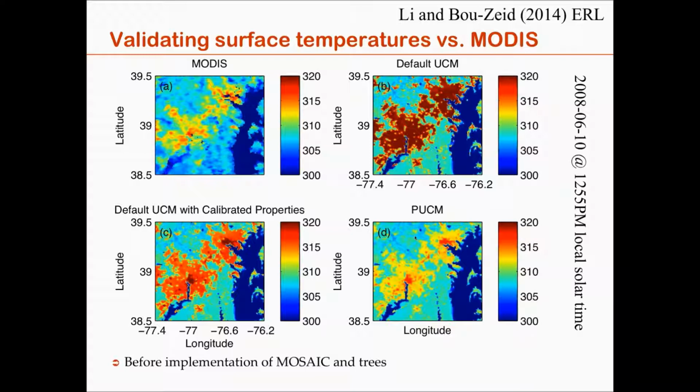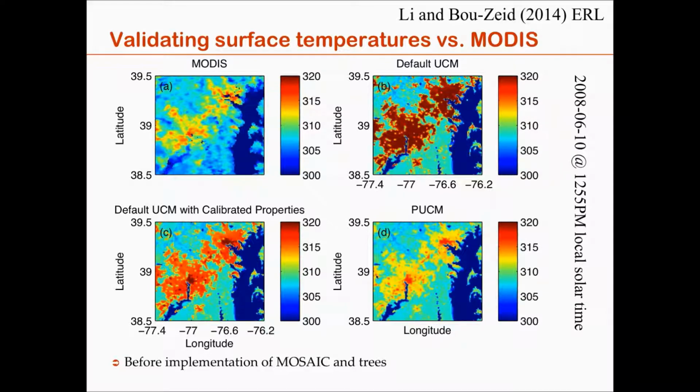Also, just a quick overview of the validation. In the top left, we see MODIS, which is satellite observations. When we started this about 5 years ago, the default UCM in WRF would give you this result for surface temperature. This is surface temperature, again, observed from satellites. This is the default UCM. And this is the UCM after we've implemented a lot of these advances or improvements.